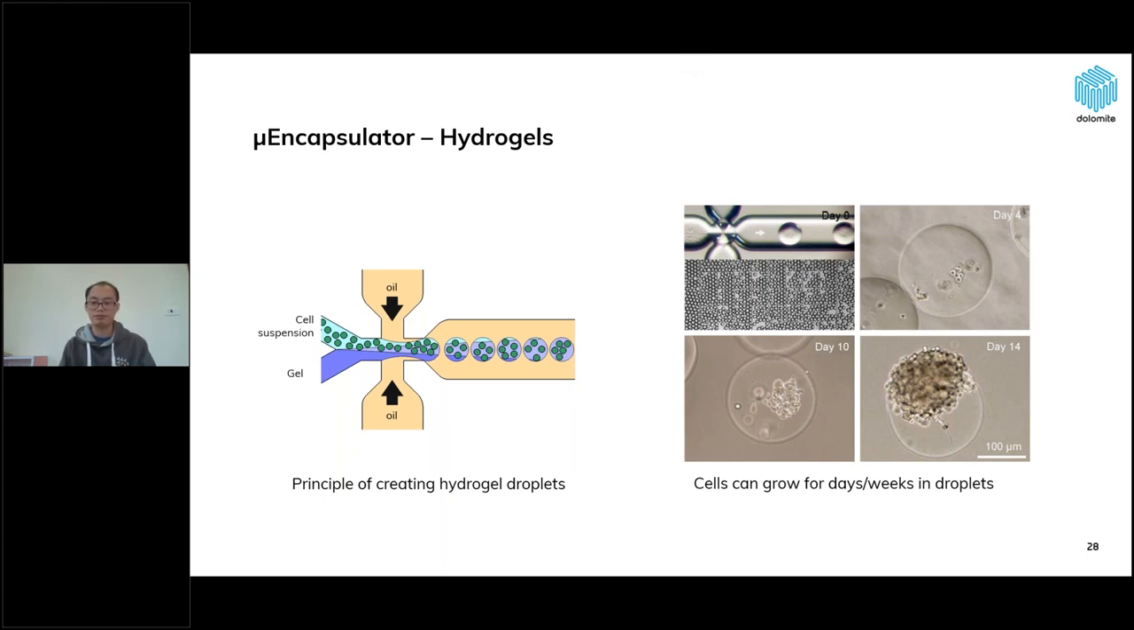This shows the principle of creating parallel droplets using the micro encapsulator system. You can see here that the cell suspension and gel are introduced together and pumped through the tip junctions with the continuous phase, the oil phase, to generate droplets containing cells and gel together. The cells can grow in the droplet, as you can see in this image, from the initial step of encapsulation at the start, and after 4 days, at 10 days, and after 14 days.